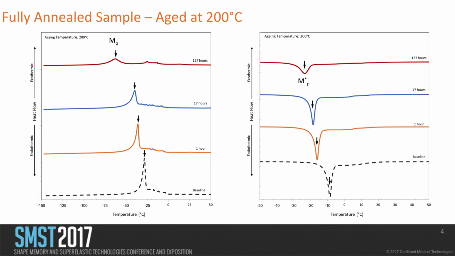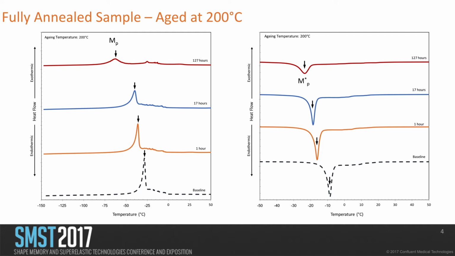So starting with a fully annealed sample aged at 200 C. On the left, we have the martensite formation, and the dashed line at the bottom is the baseline, and then 1 hour all the way to 127 hours of exposure. Again, we'll see there's a suppression of the martensite peak, or martensite formation, as we expose it to 200 C. The same thing on the right, the martensite reversion peak going from the baseline, and we'll see the same suppression of the martensite peak again.